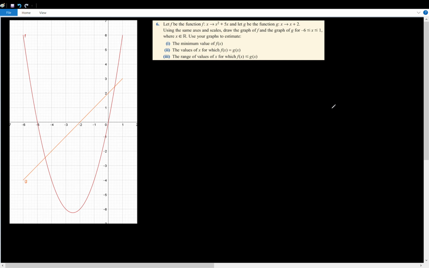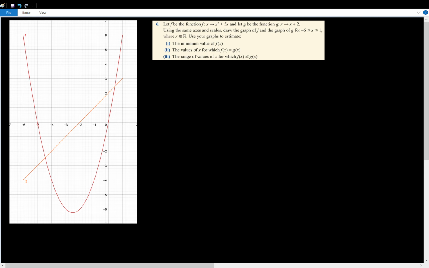This is question 6 in exercise 21.5 in Project Maths 2. We have to let f be the function f of x is x squared plus 5x, and let g be the function g of x is x plus 2. Then, using the same axes and scales, we have to draw the graph of f and the graph of g for minus 6 is less than or equal to x is less than or equal to 1, where x is an element of R, and we've got to use our graphs to estimate the following.